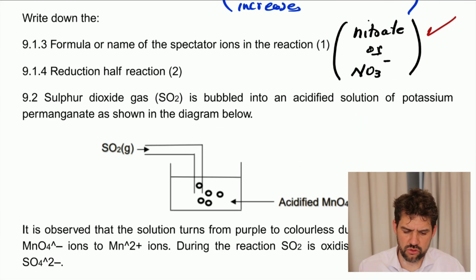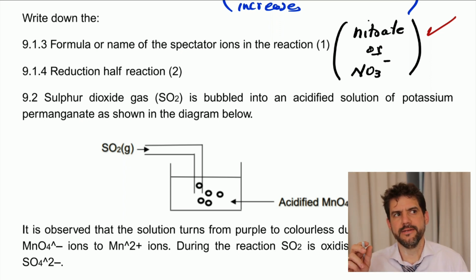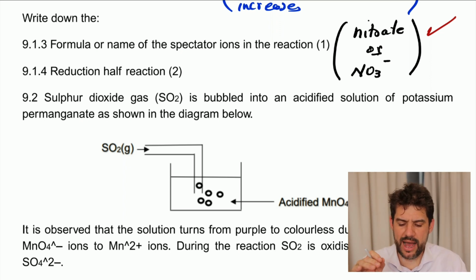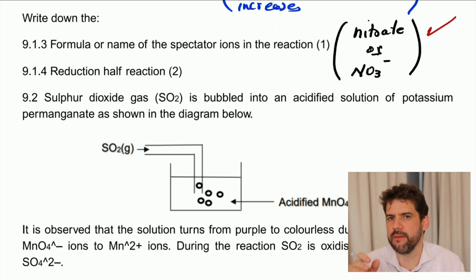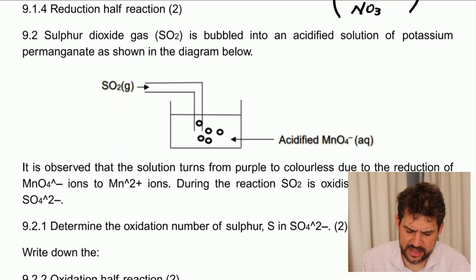now the question goes to the most difficult part. They say sulfur dioxide gas is bubbled into an acidified solution. Now, the mediums can be either acidic or basic. I'm going to speak about that one in a minute. Of potassium permanganate as shown in the diagram below. And there is the diagram. All right. It is observed that the solution turned from purple to colorless due to the reduction of potassium permanganate.